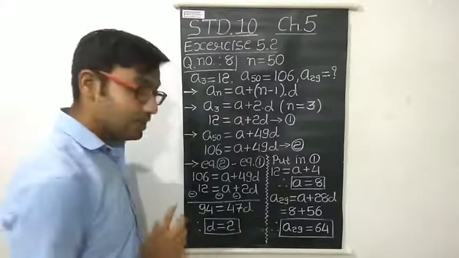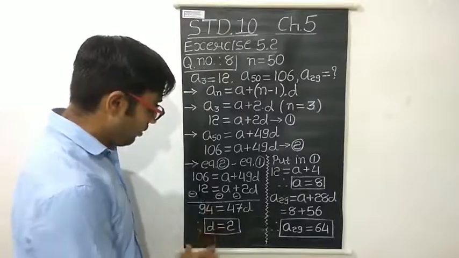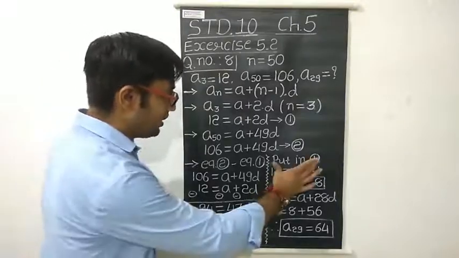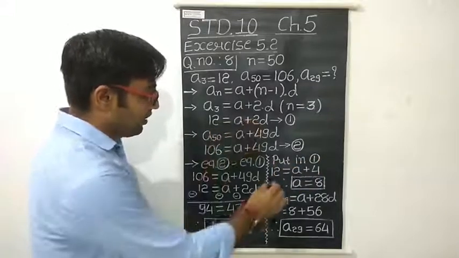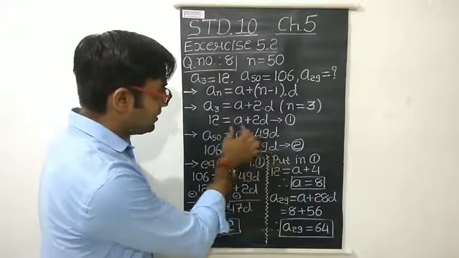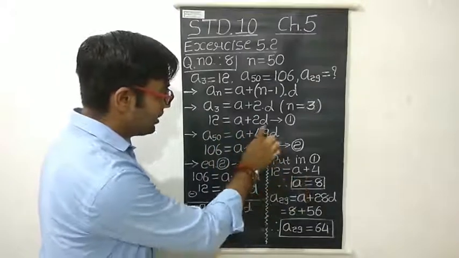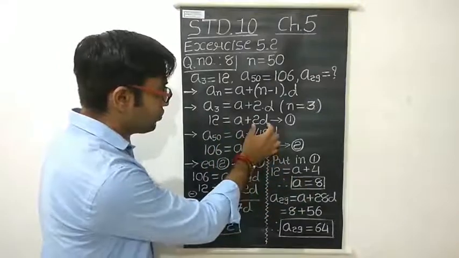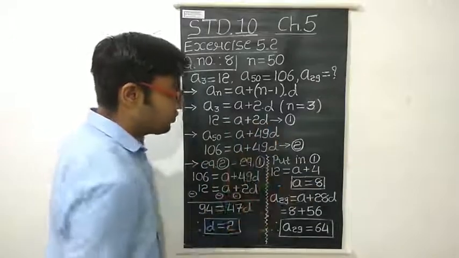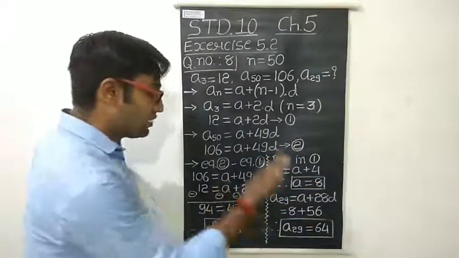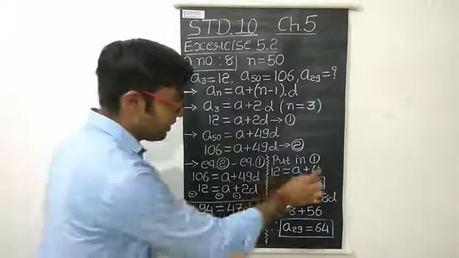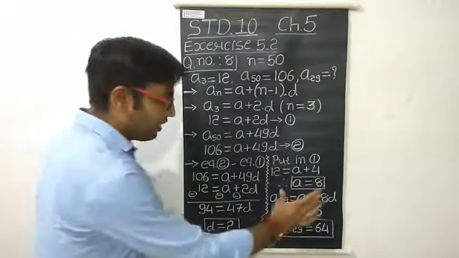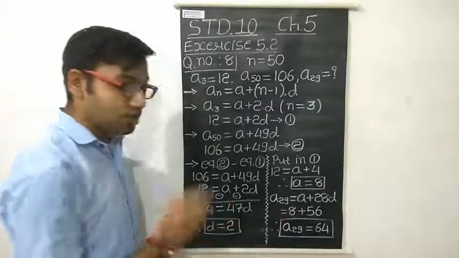So the common difference is 2. Now we have to find the value of a. Let's put it in equation number 1. So this is equation number 1: 12 is there, a is there, 2 into d. What is d? d is 2. So 2 twos are 4. We get 12 is equal to a plus 4. Taking this 4 to the left hand side, we get the value of a is equal to 8, because 12 minus 4 is 8. So now we have the values of both a and d.